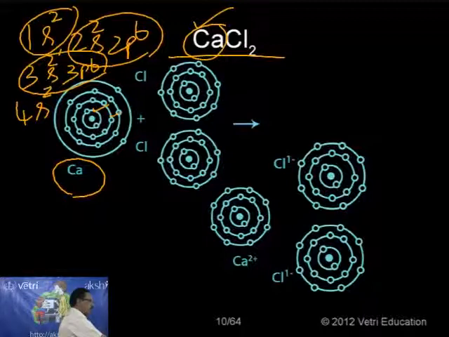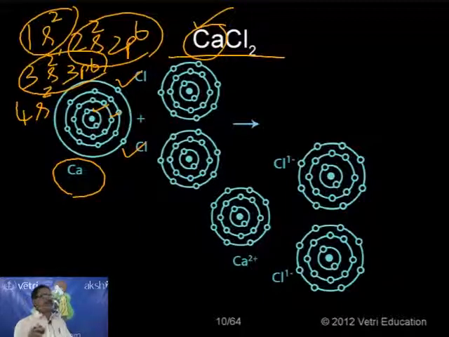The outermost has 2 electrons. So in calcium, the valence electrons are only 2. The outermost shell has 2 electrons, which are going to be involved in chemical bonding. This is one side. Coming to the other side, that is chlorine.